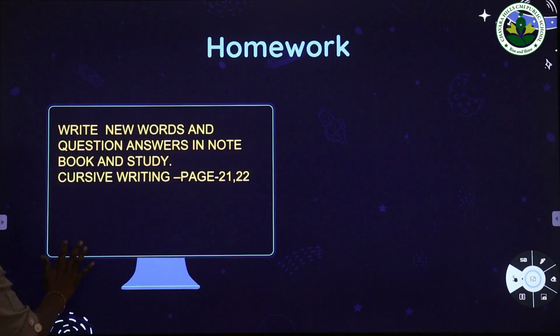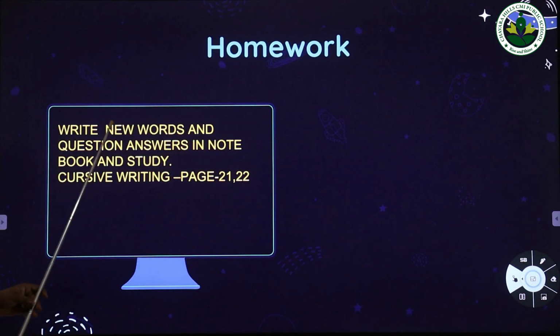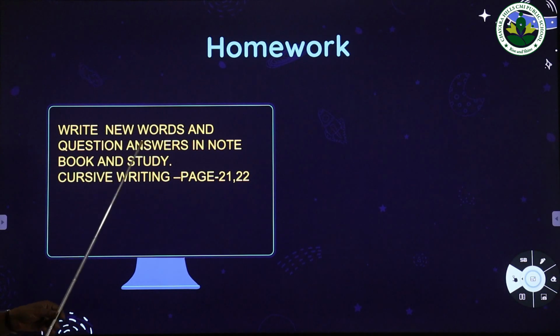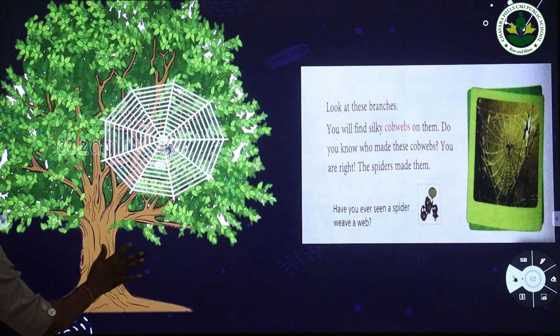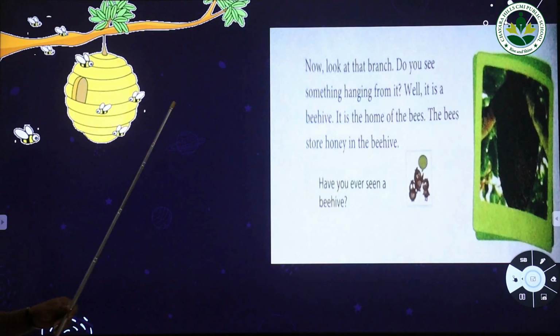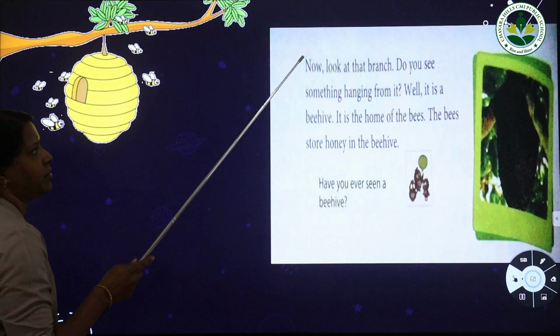Is it clear? Then you have to write the new words and question answers in your notebook and study. Write in the cursive letter book, page numbers 21 and 22. Now, all of you please listen and read with me. Take your textbook and read with me.